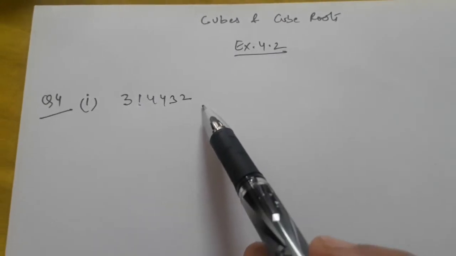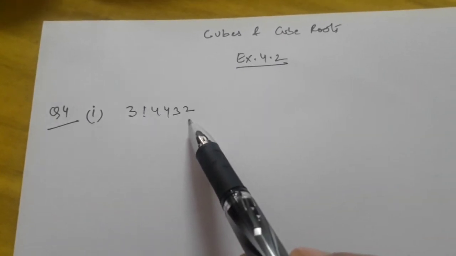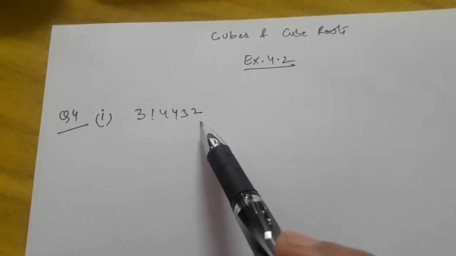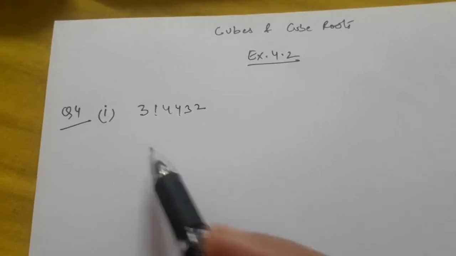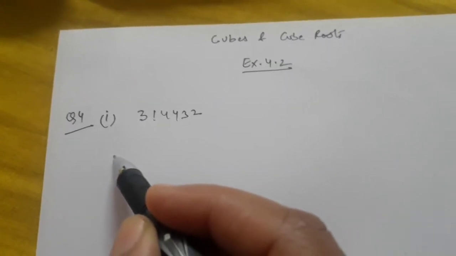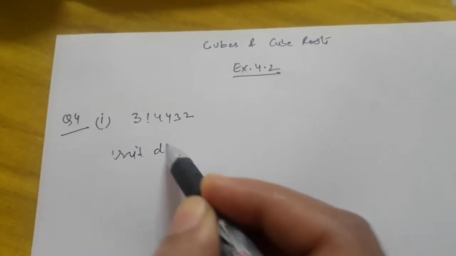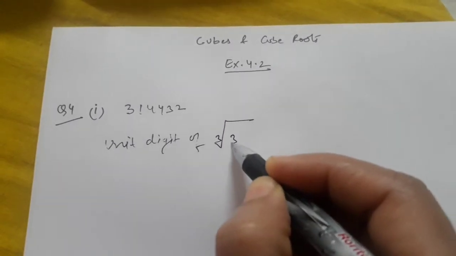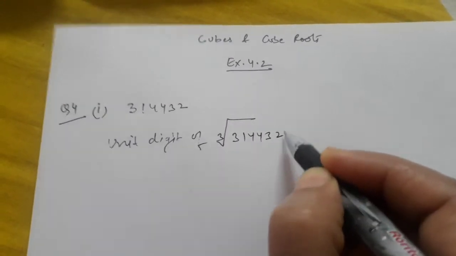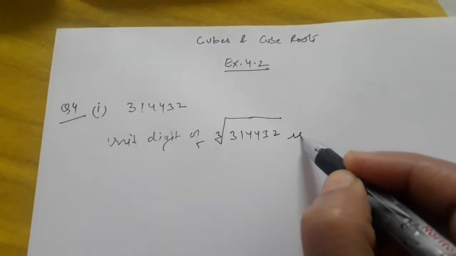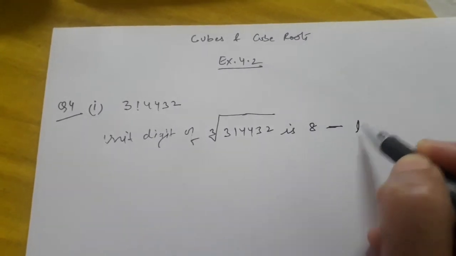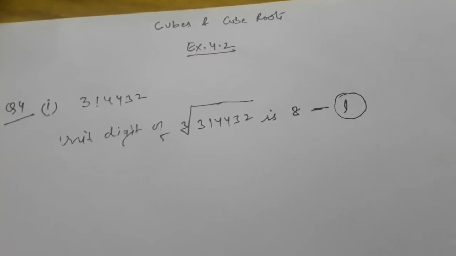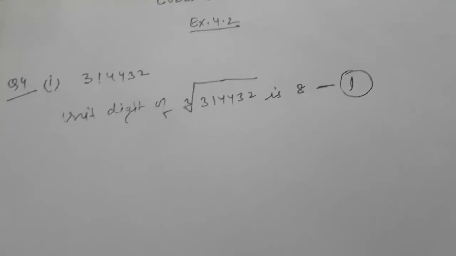First of all, we have to see the unit digit of the given number. The unit digit of the given number is 2, so we will assume that the unit digit of the cube root of 3,14,432 would be 8, and we will take it as statement 1. Why 8? Because the cube of 2 is 8. 2 2s are 4, 4 2s are 8.